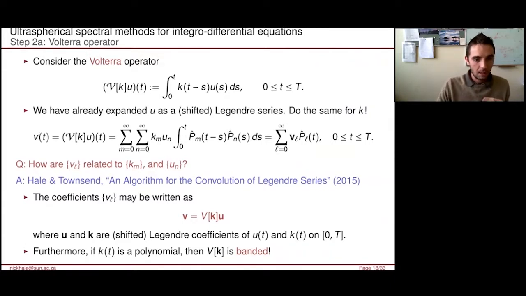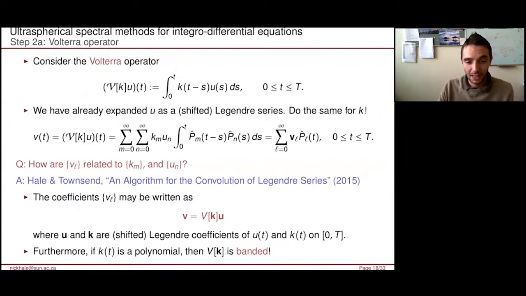Right? So this guy here is some function of t minus s. So it's expanded as a Legendre series, and then I'm going to substitute that into the operator. And again, if we assume that the kernel and the solution U are smooth enough, so again, Lipschitz continuity is enough, I can pull my summations through the integral sign, and we end up with this expression.